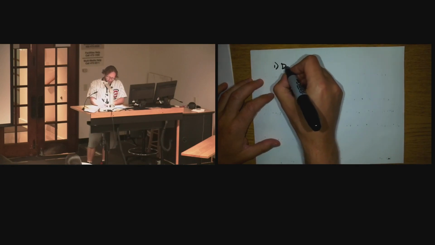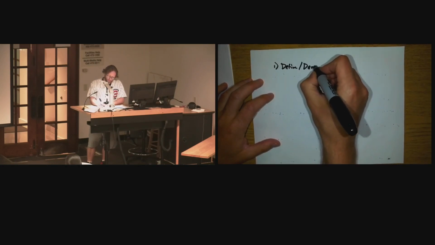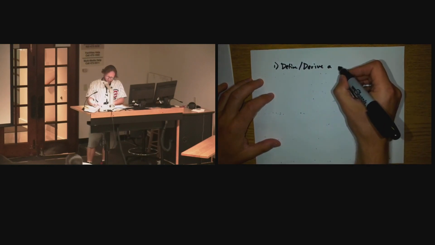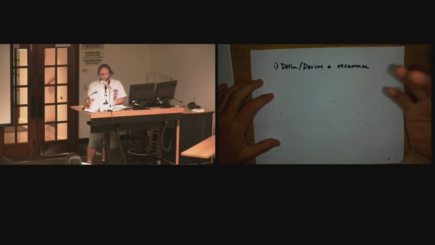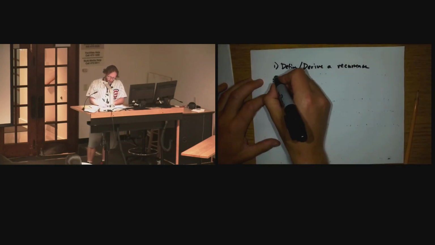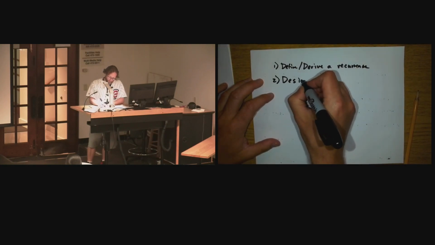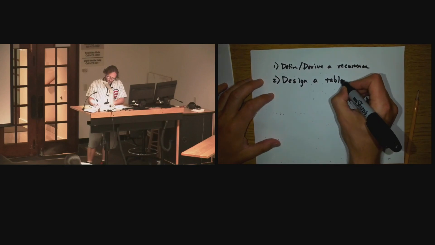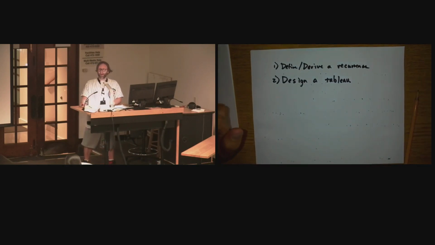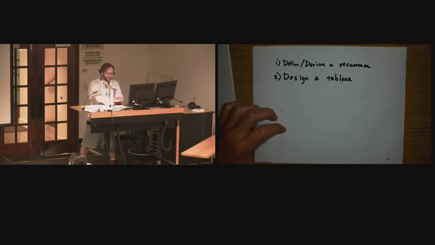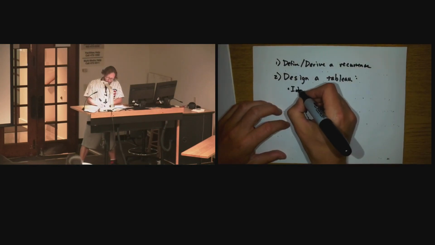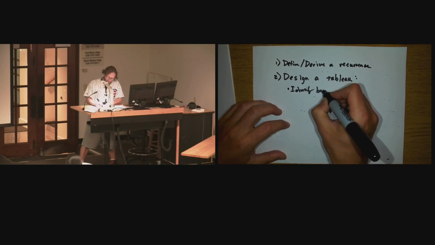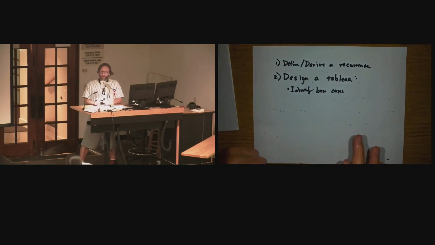One is you define or derive a recurrence. And in the context of Pascal's identity, he did it for us. Right? Two is you design a table, or if you want to be fancy about it, a tableau. Right? Have a base.